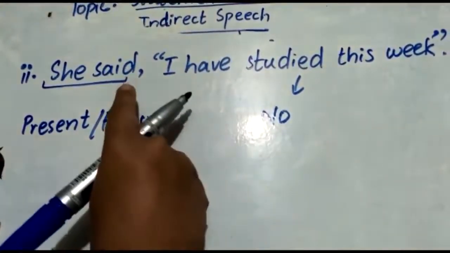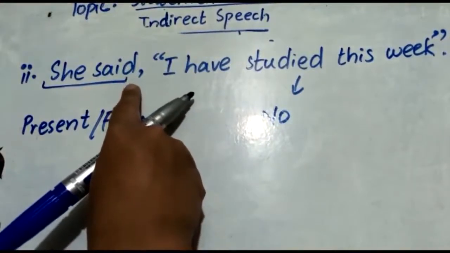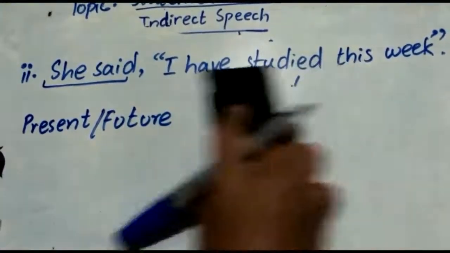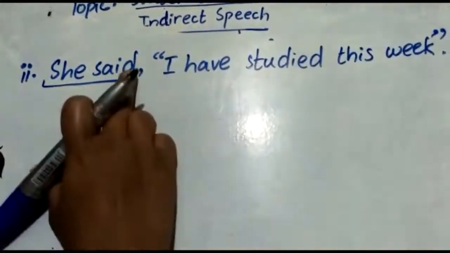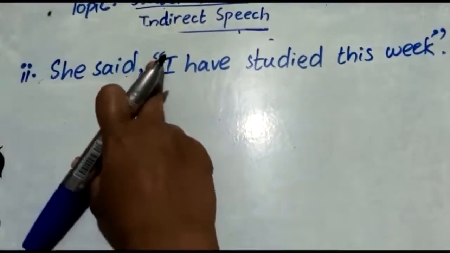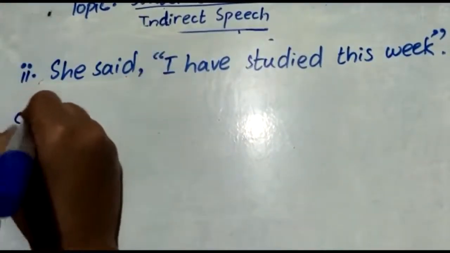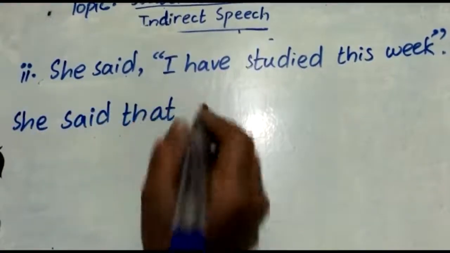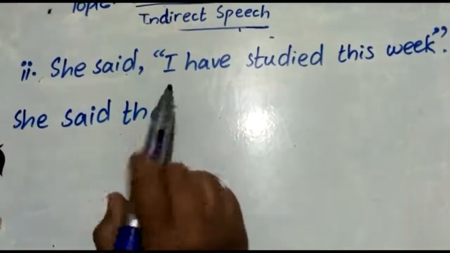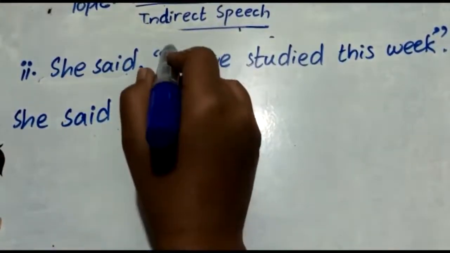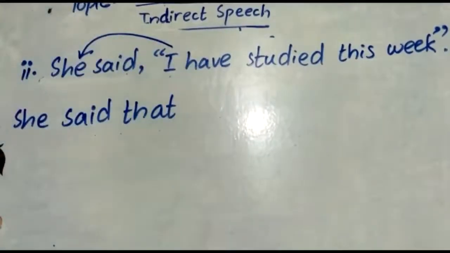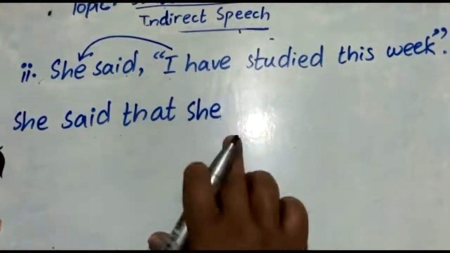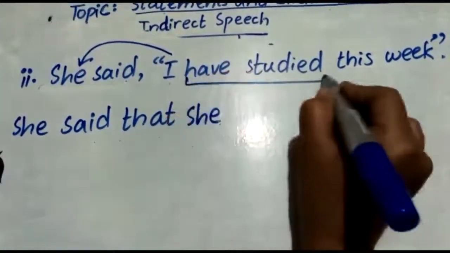But here in this statement we have the reporting speech in past tense. So we are going to change this whole statement of reported speech. The first thing is to replace the comma and inverted commas with "that". So it would be: she said that. Now we have the first person of pronoun here and it will change according to the subject of the reporting speech. So I will become she. She said that she, now, have studied.